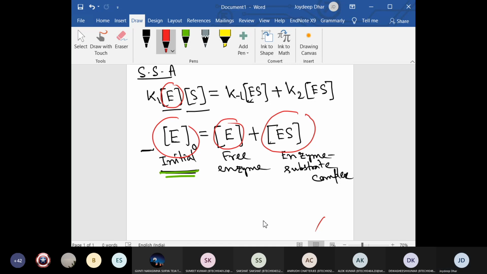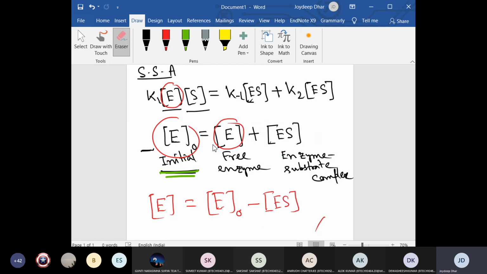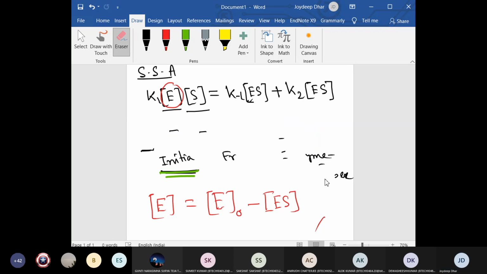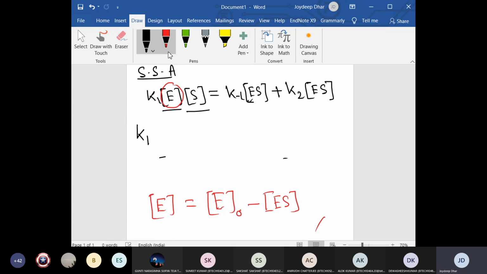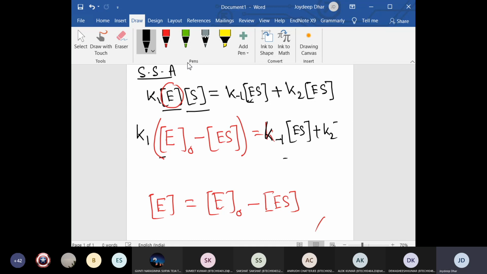So what I have to do, with respect to E naught minus ES, I will put in the equation in place of E. Now other terms are same. The handwriting is going very bad.